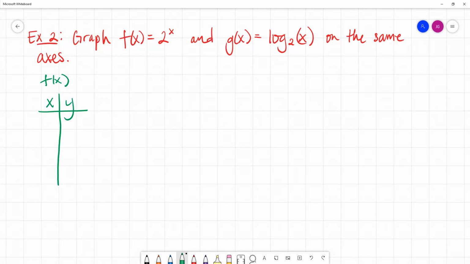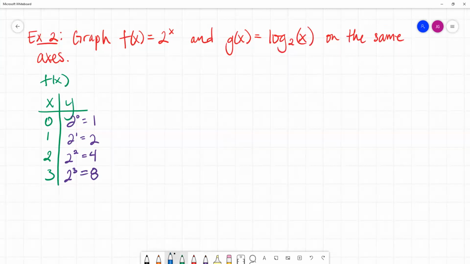I'll just do some nice x values: 0, 1, 2, 3. Okay, and so what do we get from 2 to the power of those numbers? Well, 2 to the 0 is 1. 2 to the first power is 2. 2 to the second power is 4. And 2 to the third power is 8.